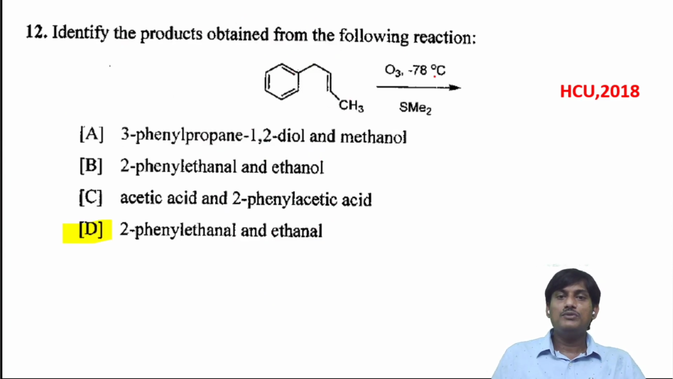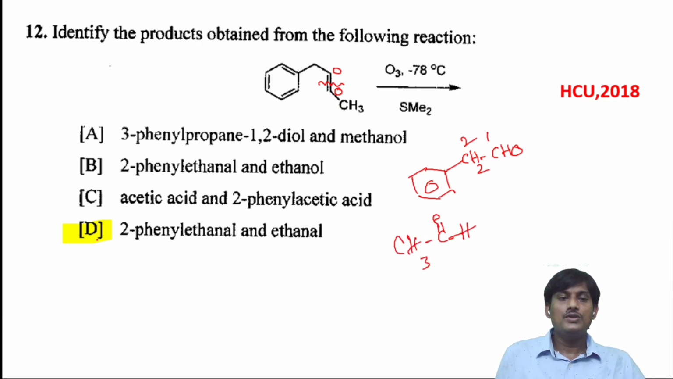Identify the products obtained from the following reaction. It's a reductive ozonolysis. Simply, there is a cleavage of the C=C bond, and here there is an oxygen. So finally, you will get CH3CHO, and this one is CH2CHO. So this one is 2-phenyl ethanal. This is the product you will get, and the CH2 and the CHO. 1, 2. There is a 2-phenyl ethanal, and there is a formation of ethanal. This is the ethanal, CH3, C double bond O. So this is the correct option.